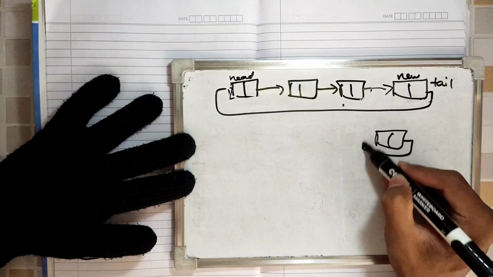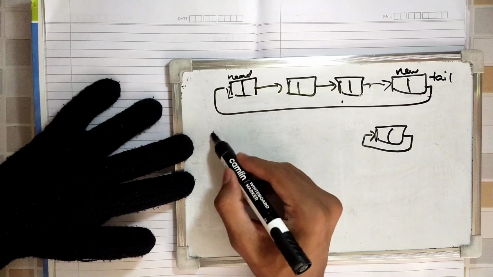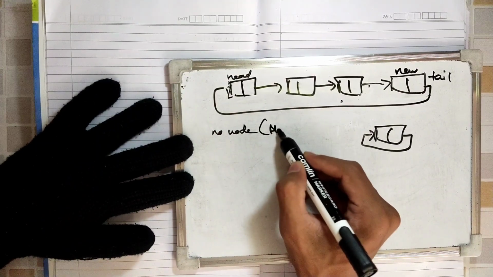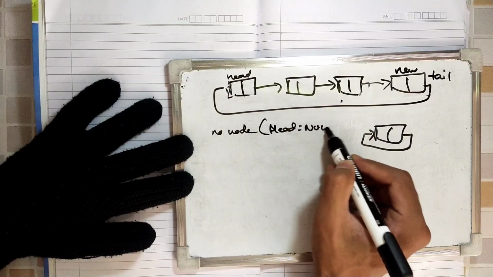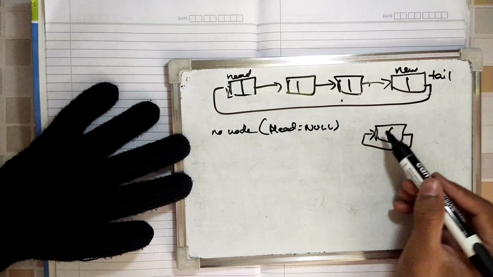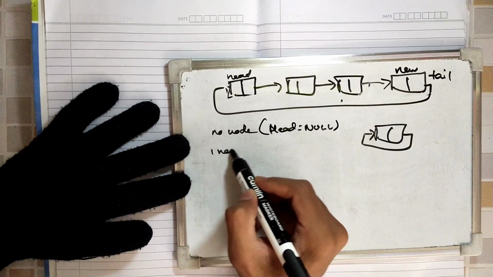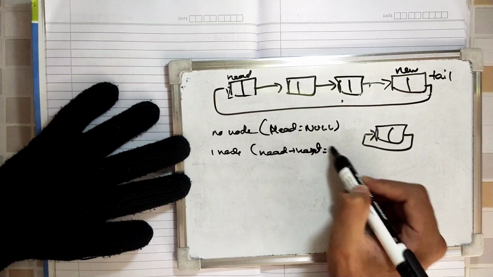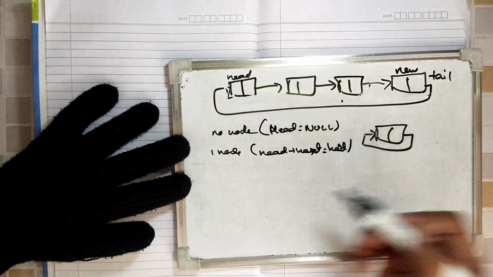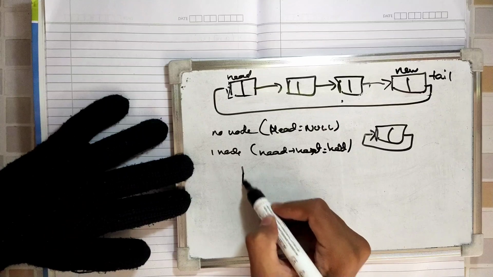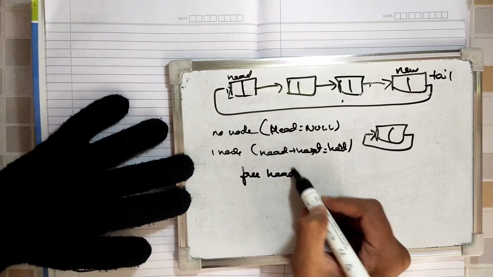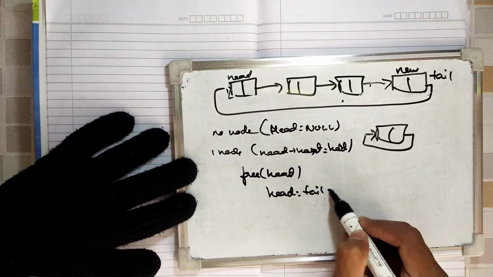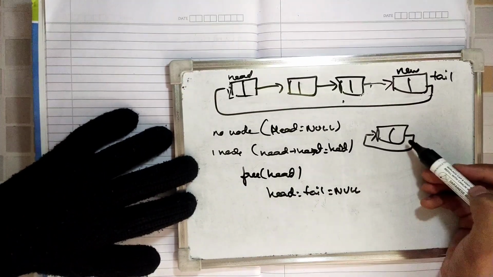is there. First, if there is no node, the first condition is head equals to null. Directly, head equals to null, then there is no node, nothing to delete. If one node is there, what is the condition? Head of next equals to head. Same thing as in singly linked list. I will free head, and I will write head equals to tail equals to null. Okay, understood? That is for if only one node is there.